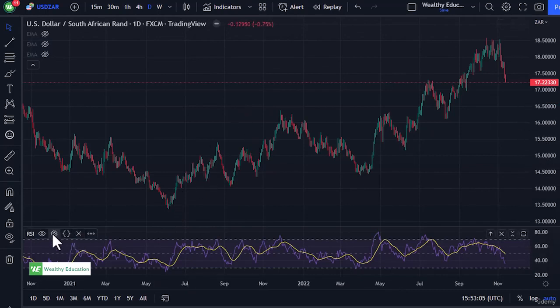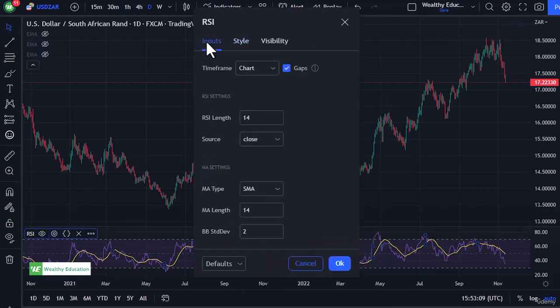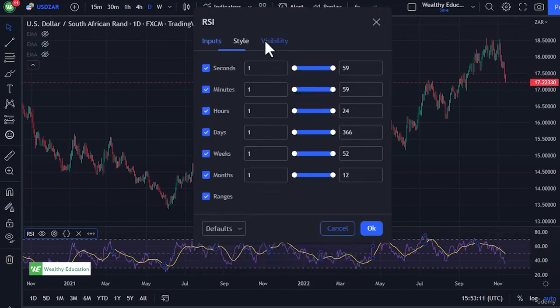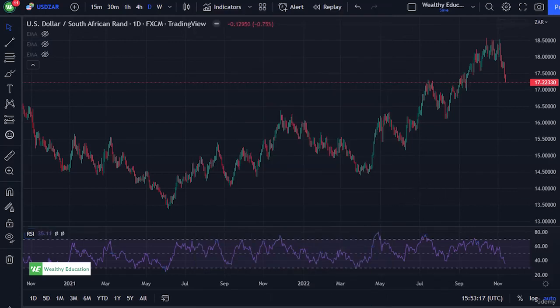Now, some people use the purple line, which is just the usual purple line. Some people use the RSI based moving averages. For simplicity, we're just going to use the actual RSI line itself. That's how most people actually use it. So just be aware, you may have to go into the settings and get rid of that moving average on your TradingView platform if you choose to use the RSI.